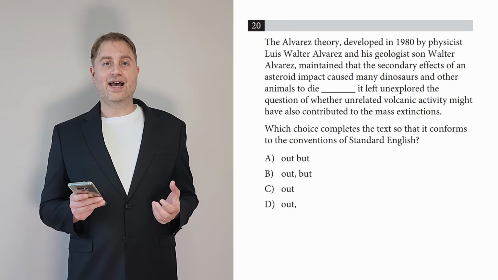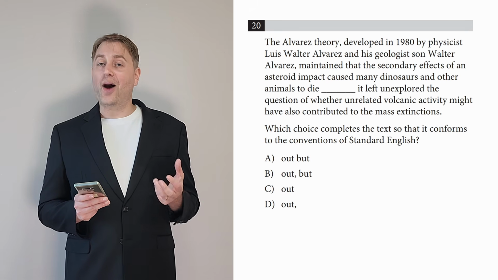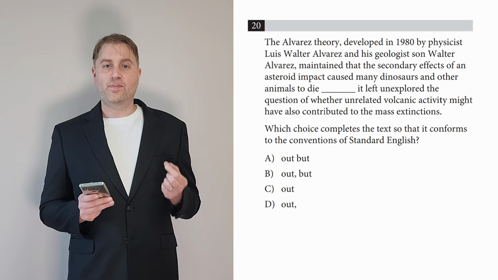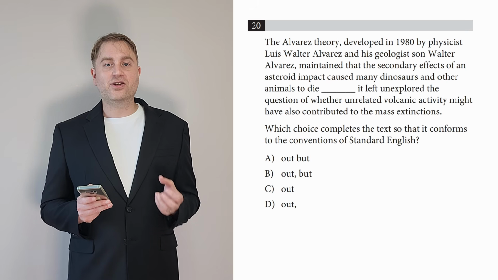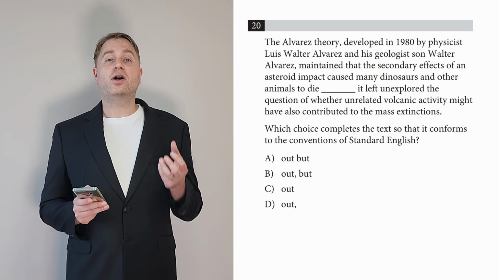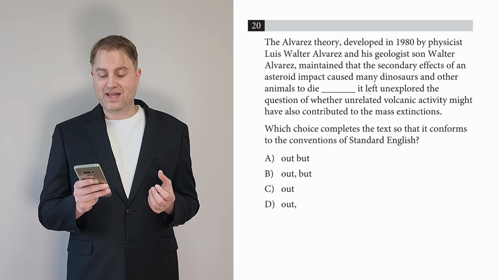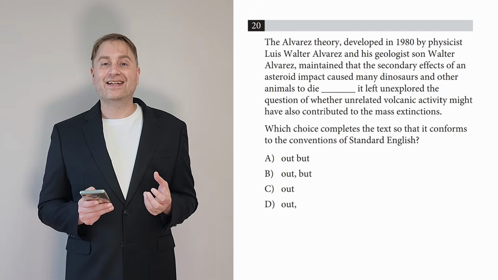Now, I also said that a coordinating conjunction is a common way to join together two independent clauses, and I mentioned that when you're doing this, you need to have a comma before the conjunction, which means that B is our correct answer. Let's take a look at another example.